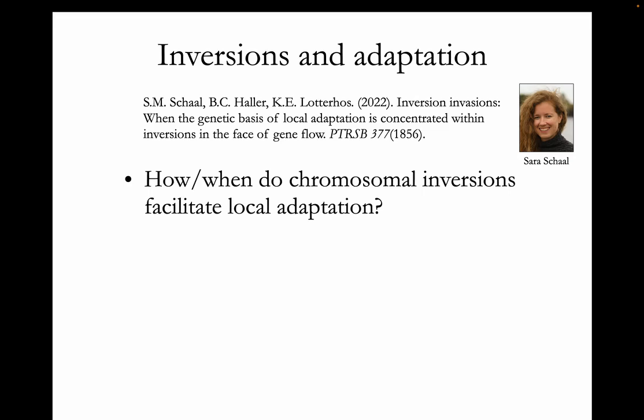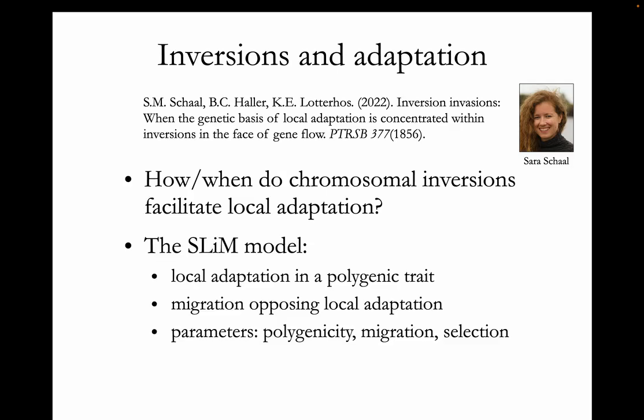The second example I'll show you was led by Sarah Schall, working at that time as a PhD student with Katie Lauterhaus at Northeastern. The focal question here is, how and when do chromosomal inversions facilitate local adaptation? And this is an important question because empirical data often suggests that inversions can play a key role in adaptation and speciation, but the details of exactly how that works aren't well understood.